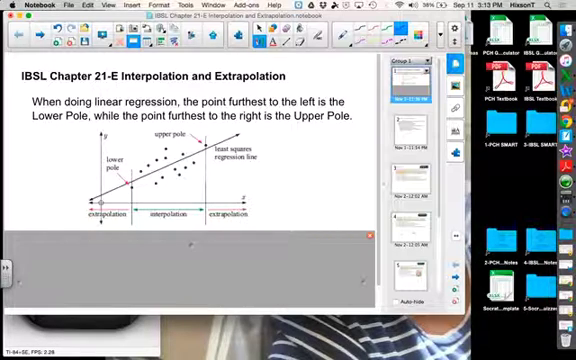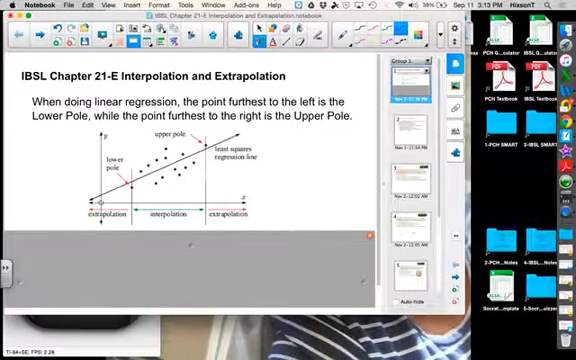But when we're doing linear regression, two things we have to pay attention to are what value is furthest to the left and what value is furthest to the right. Okay? Now notice we don't care what the y coordinate is for either of these. What we're looking at here is the x coordinate. Which one has the lowest x coordinate and which one has the highest x coordinate. And those are what are known as the poles in our data. The lower pole and upper pole.